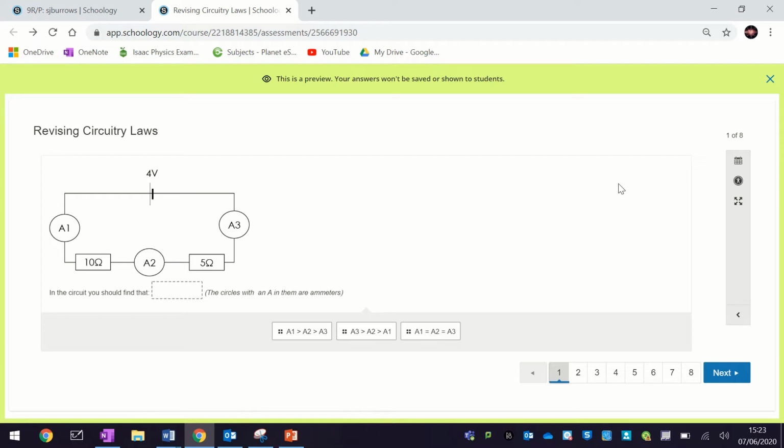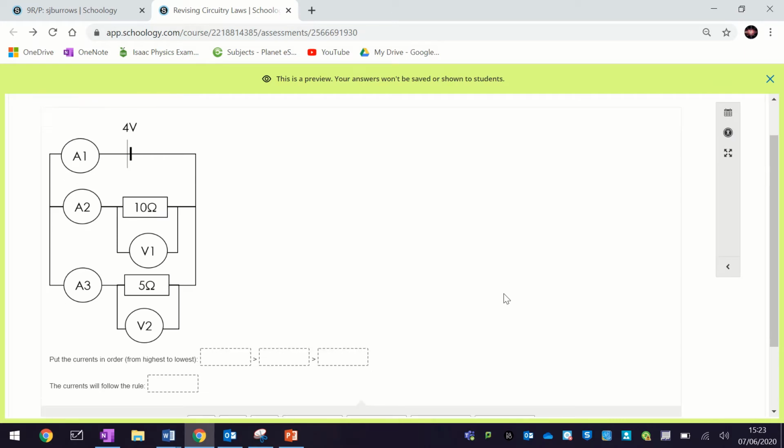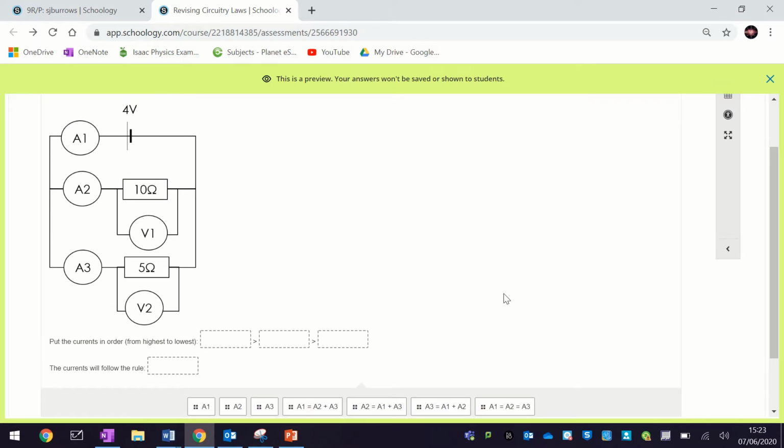And I don't really need to go into too much detail here. You should know that wherever you measure current, so this is ammeter 1, ammeter 2, ammeter 3, wherever you measure the current in a series circuit, you should measure the same value all the time. So A3, A2, and A1 will all be the same. Okay, so let's move on to the ones where people start going astray.